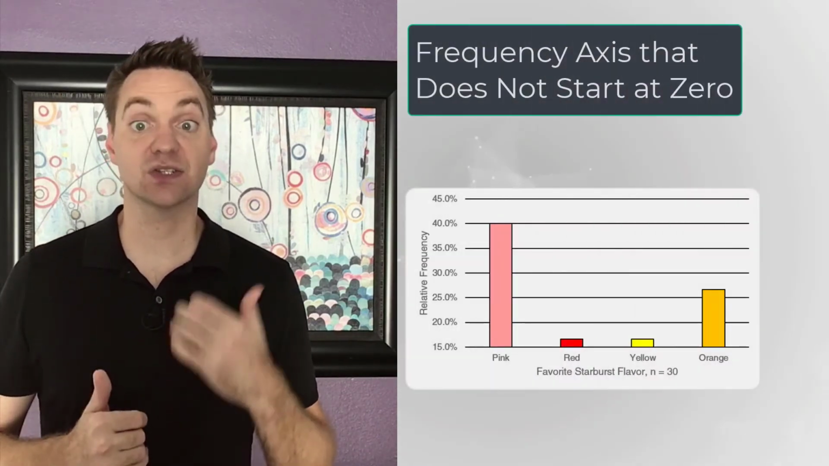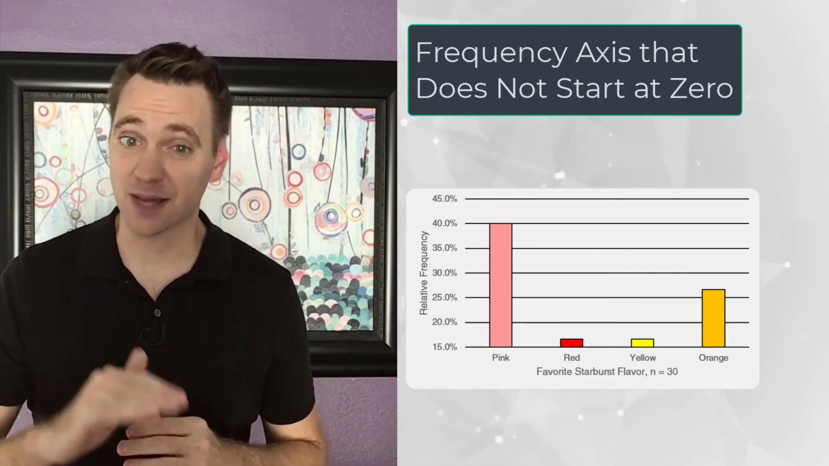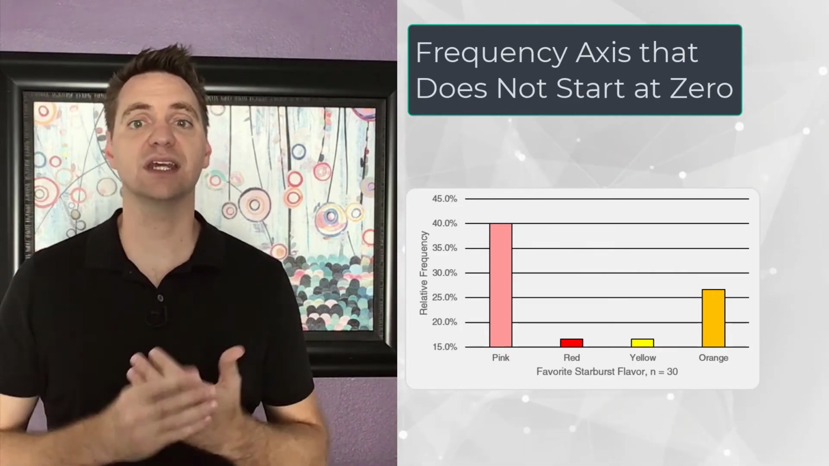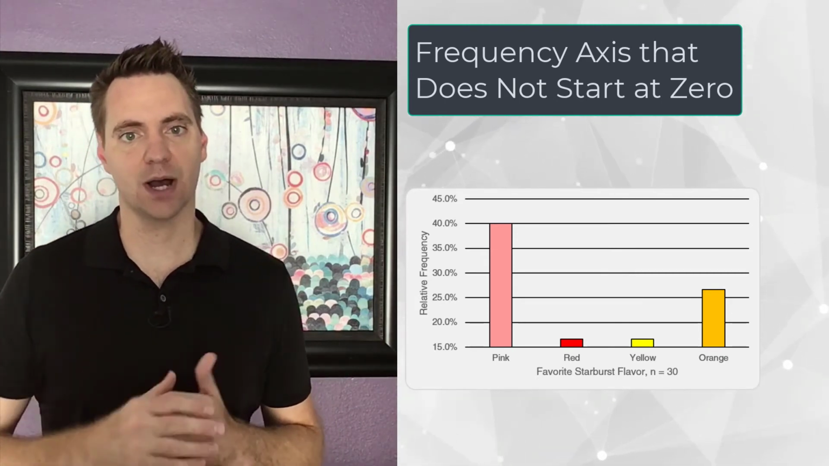And the final and most common bad graph is viewed as one of those ways we can easily lie with statistics. And that is when we set the frequency axis so it does not start at 0. Using a broken line can be okay sometimes when you're working with quantitative data, but we should never see this with categorical data. Here's why.